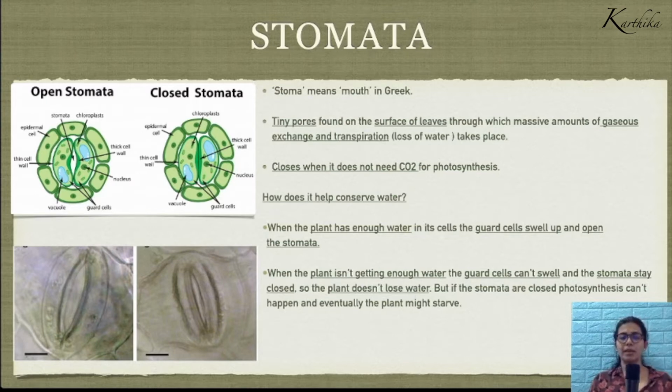An open stomata also allows for gaseous exchange. So, in the second case, when the plant can't open its stomata, if that situation where the plant is not getting enough water continues for a longer time, photosynthesis can't occur because it needs carbon dioxide. So, if the stomata are closed for a long time, photosynthesis can't happen and eventually the plant might starve.